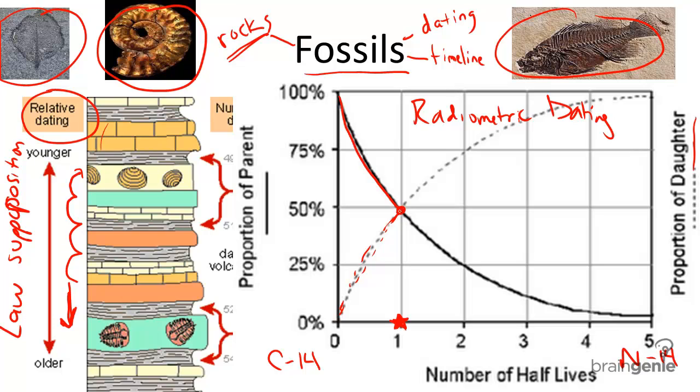So when we look at this fossil, if there is a 50-50 proportion of each of these isotopes in it, then we know that they have reached one half-life. And then we can calculate the ratios and uncover the age of the rock.